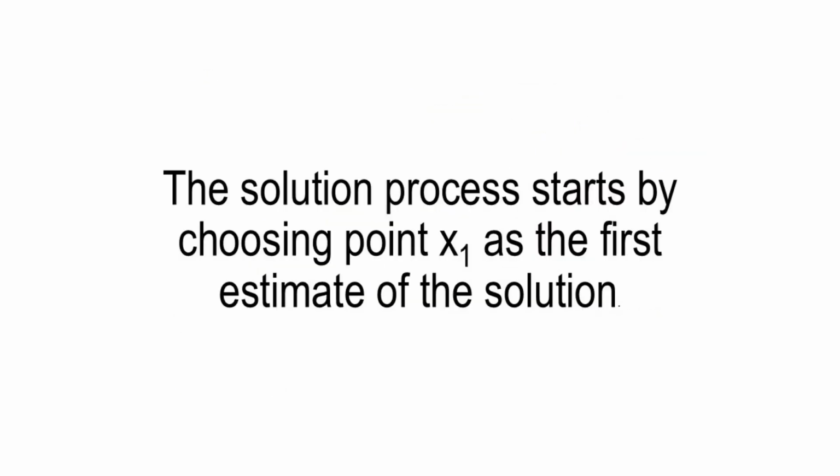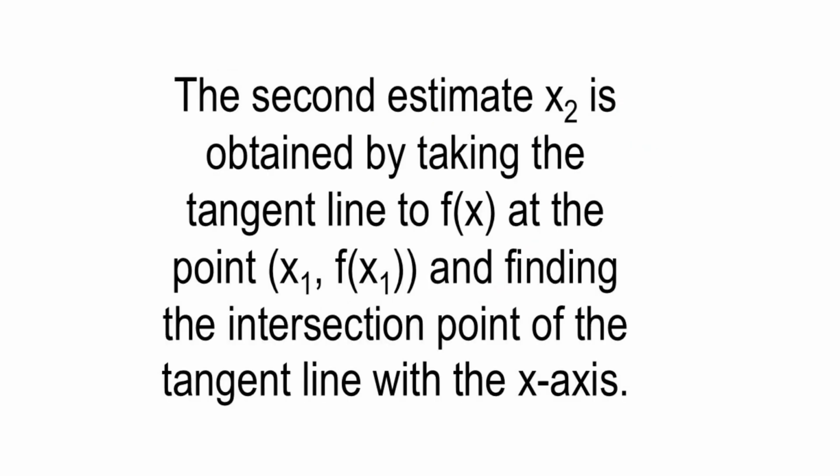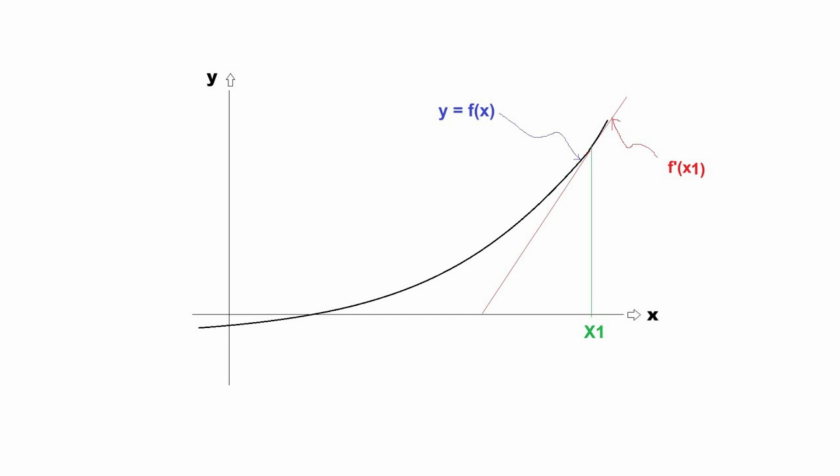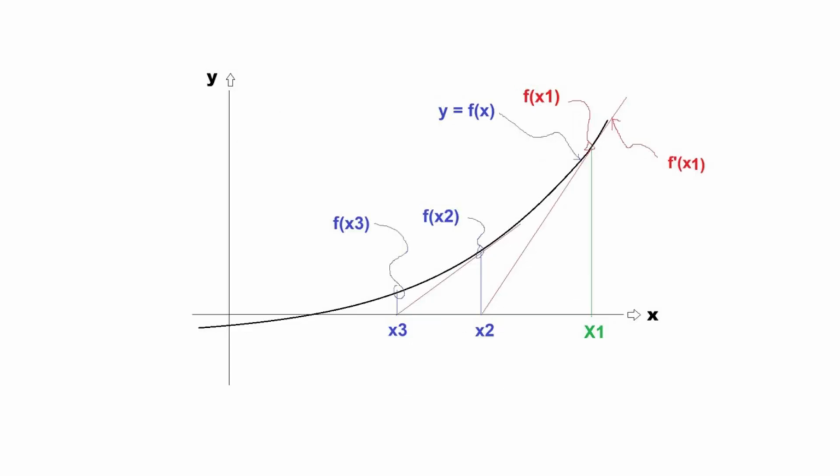The solution process starts by choosing point x sub 1 as the first estimate of the solution, and the second estimate, x sub 2, is obtained by taking the tangent line to f(x) at the point (x sub 1, f(x sub 1)) and finding the intersection point of the tangent line with the x-axis. The next estimate, x sub 3, is the intersection of the tangent line to f(x) at the point (x sub 2, f(x sub 2)) with the x-axis, and so on.